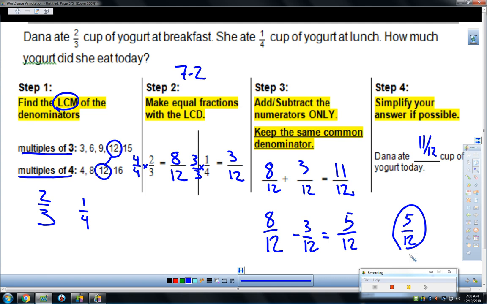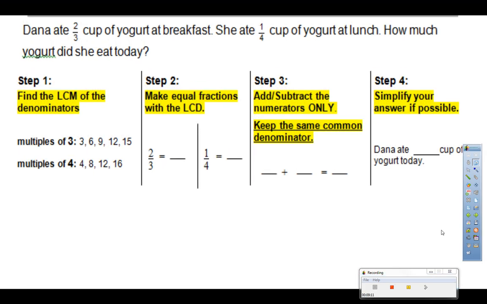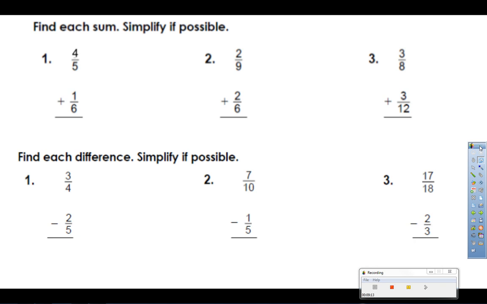4 steps, right? Find a common multiple. Make equivalent fractions. Add or subtract, whichever the problem calls for. Simplify if possible. Let's try some. All right. I'm going to do one of each, and then we'll pause the screen, and you guys can try some on your own.